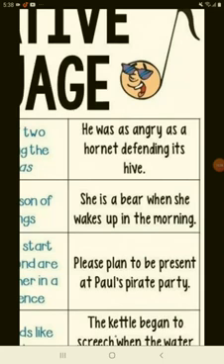Please plan to be present at Paul's pirate party. So, please plan to be present at Paul's pirate party. So, the P sound is highlighted here. So, this is an alliteration.